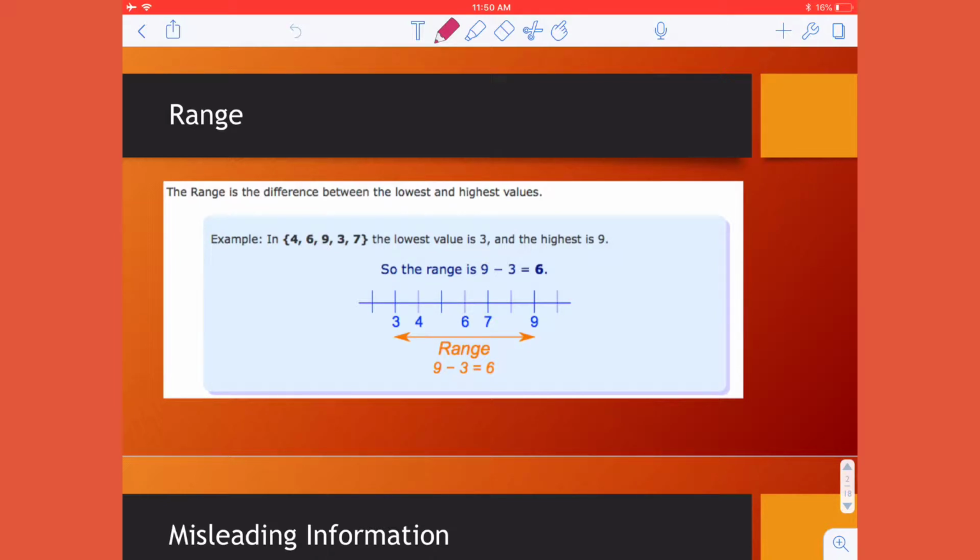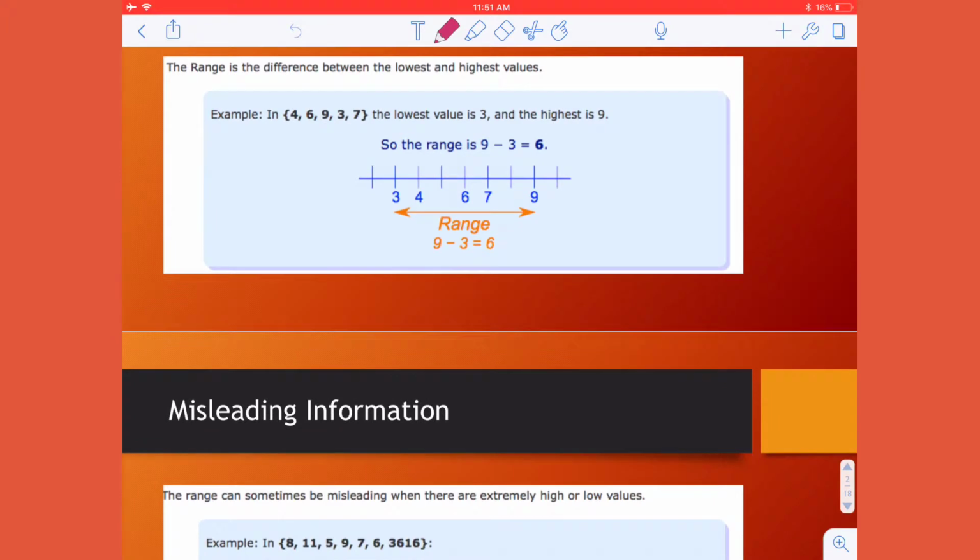So in data, I'm going to list out all my values in order. I'm going to look for the highest value, and I'm going to subtract off the smallest value, and that is going to give me the range of my data. So looking at this example, I have the values 4, 6, 9, 3, and 7. The smallest value is 3, and the highest is 9. So I do 9 minus 3, and I find out that I cover a range of 6 values.